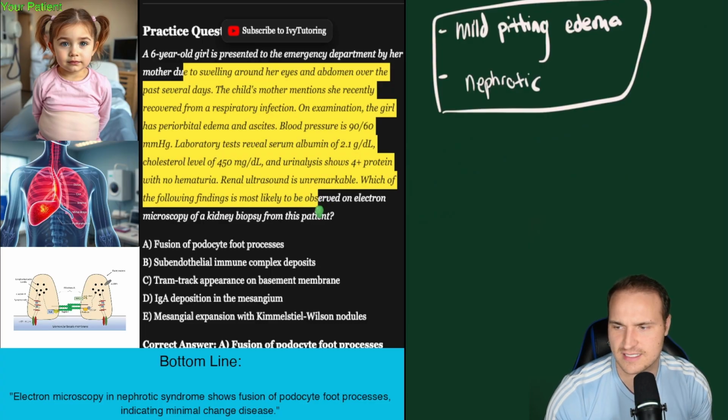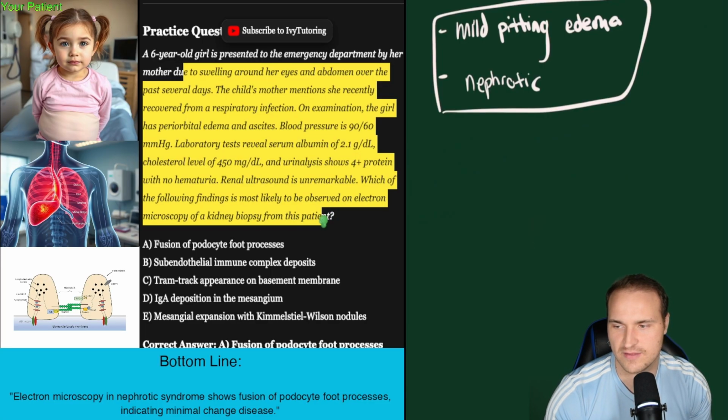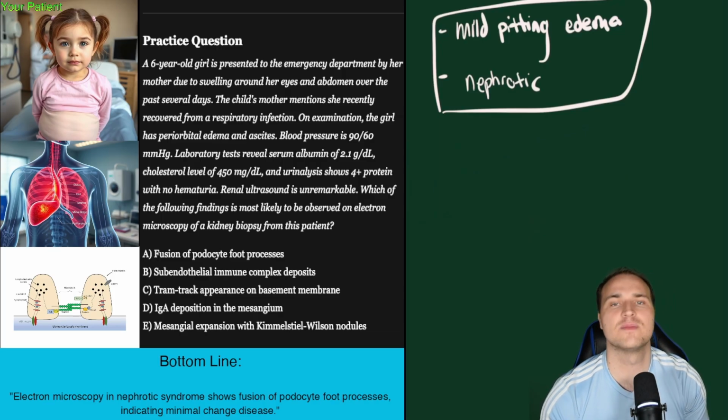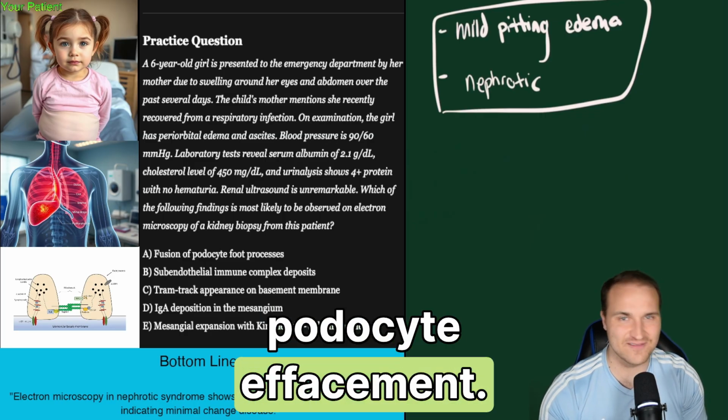Which of the following findings is most likely to be observed on electron microscopy of a kidney biopsy from this patient? All right, so periorbital edema, ascites, hypoalbuminemia, hyperlipidemia, massive proteinuria without hematuria, normal renal ultrasound. All right, so this is minimal change disease. It's the most common pediatric nephrotic syndrome, and it presents following an infection with selective albuminuria and edema. Biopsy shows normal glomeruli on light microscopy and negative IF, and EM reveals podocyte effacement.